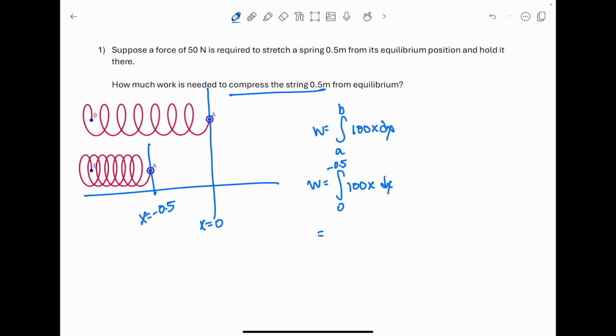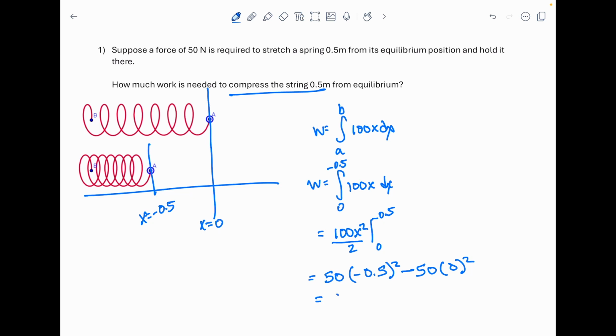We're going to find this antiderivative, and then we're going to evaluate from 0 to negative 0.5. We get 50 times, and when we plug in negative 0.5, square it, and then we're going to subtract and plug in 0 for x. Well, this gives us 50 times 0.25, which would give us 12.5 joules, or alternatively, we could change this into a fraction and say this is 25 over 2 joules. That's how much work is needed to compress this particular spring 0.5 meters from its equilibrium position.